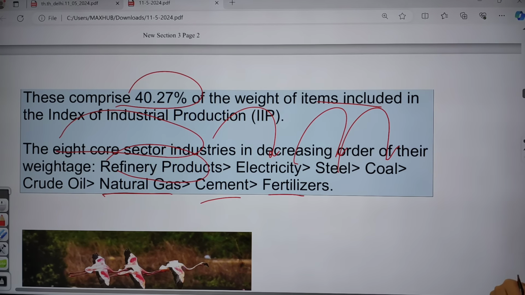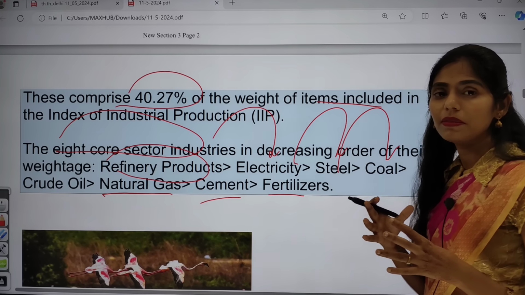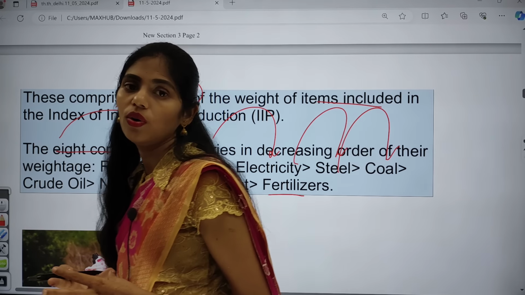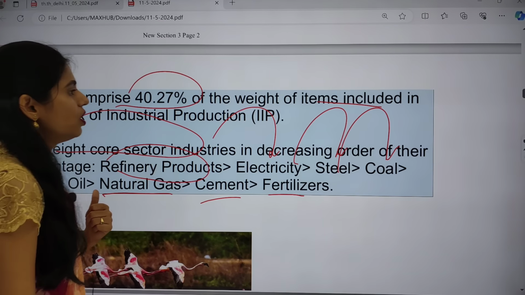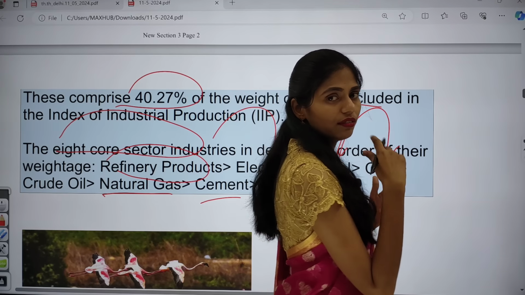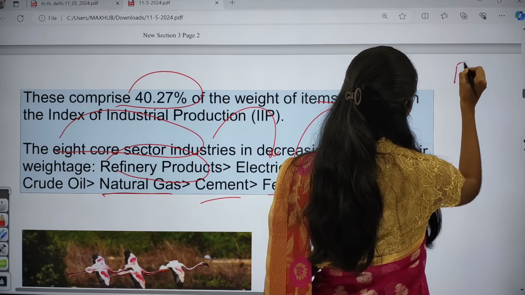I want to give you one mnemonic so that you can easily remember these 8 core sectors. Let me write the mnemonic here. If you want, you can make a note.